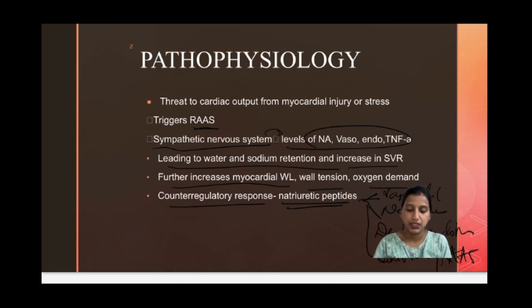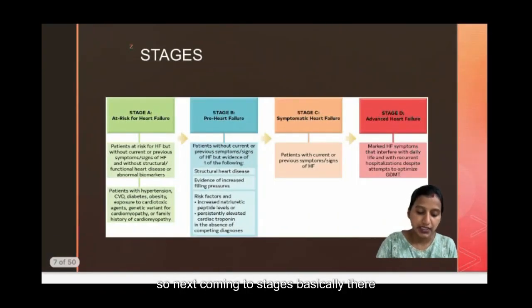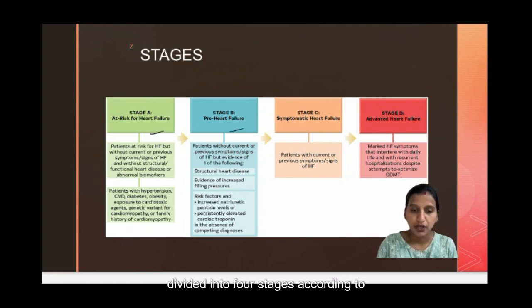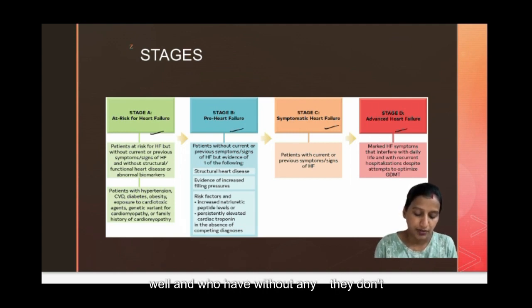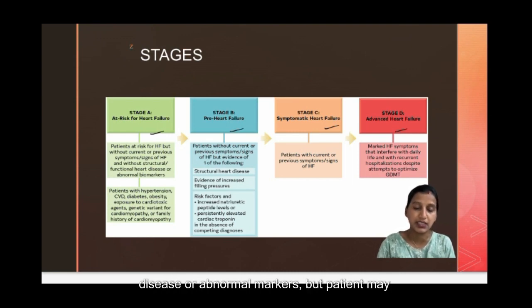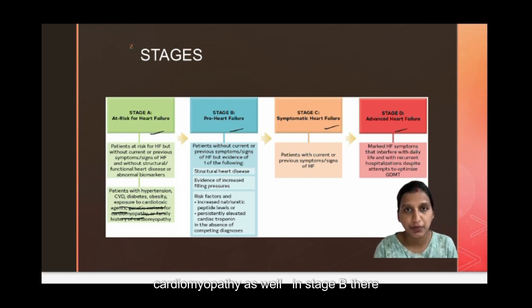So next, coming to stages, basically they are divided into 4 stages according to European guidelines. Stage A basically is at risk of heart failure, which includes patients who didn't have a previous history of heart failure or present signs, and who don't have any structural or functional heart disease or abnormal markers, but patients may have hypertension, obesity, previous cardiovascular disease, exposure to cardiotoxic agents, genetic variants for cardiomyopathy, and a family history of cardiomyopathy as well.